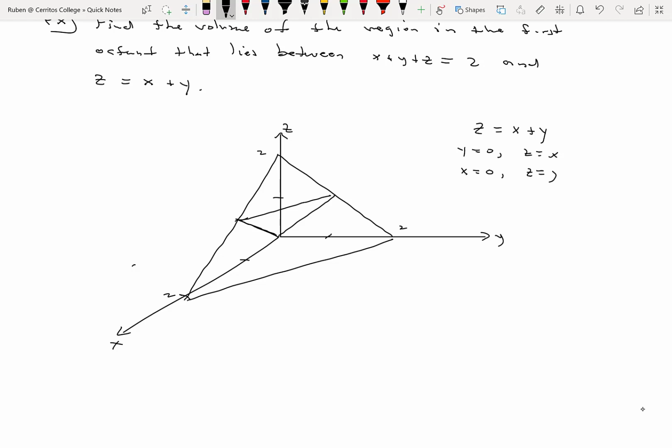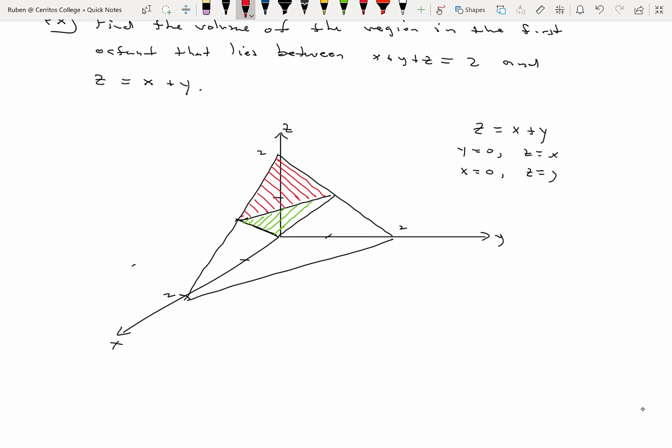That's the portion of our surface that lies below. That's this portion that I'm sort of shading in green. This is below. This is the surface below. That's z equals x plus y. The surface that lies above, let's see, maybe I'll do that in red. The portion of the surface that lies above is x plus y plus z equals 2. It's this. This is the surface that lies above, the plane above.